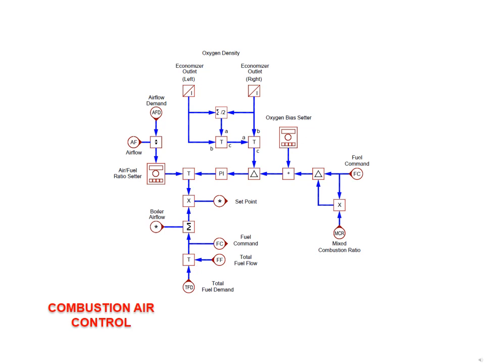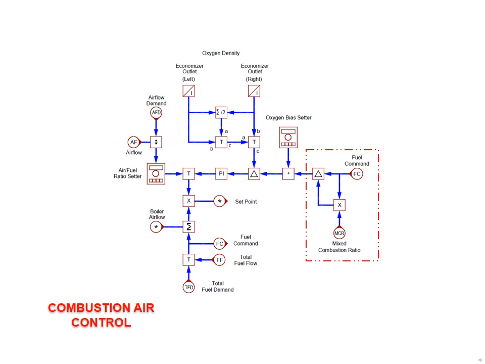Let us now discuss the combustion air control in a little more detail. The oxygen density is measured at the economizer outlet on the left and right sides. The values are summed and divided by 2 to get the average. This value is now compared to the oxygen bias signal to produce an error signal. The oxygen bias signal is trimmed by comparing the fuel command with the mixed combustion ratio.